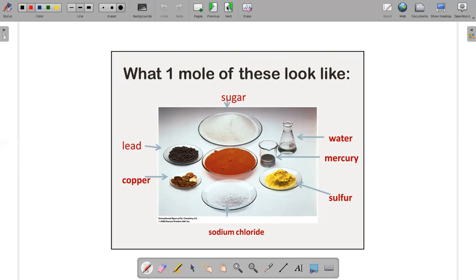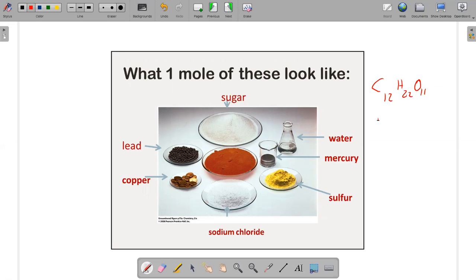Sugar, like sucrose, C12H22O11, because its mass is very big as an individual compound, it's a pretty big pile of sugar to have 1 mole of sugar.